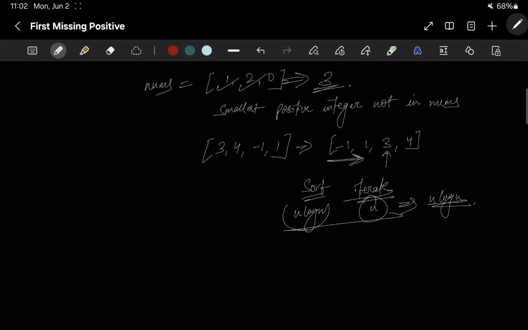Okay. And if you see the constraints, the value of n is 10 to the power 5. So n log n is well within the bounds. So even if you write this solution, first you sort it and iterate to compare and check the smallest number, it will work. Your code will run fine. Okay, but the problem statement has one more line.